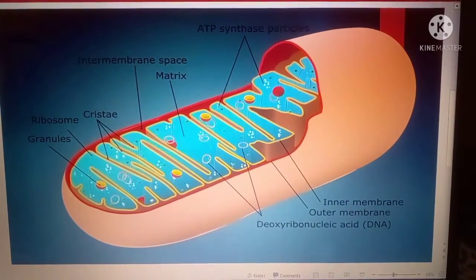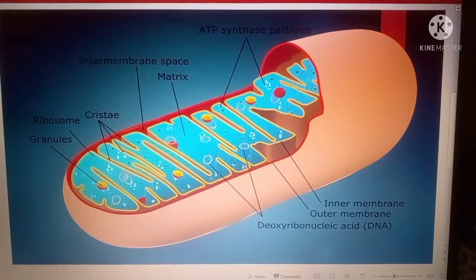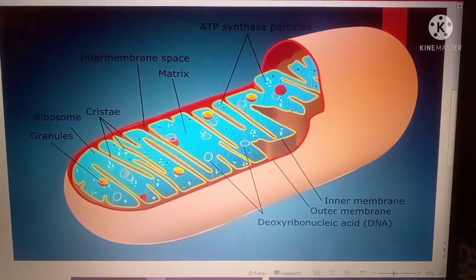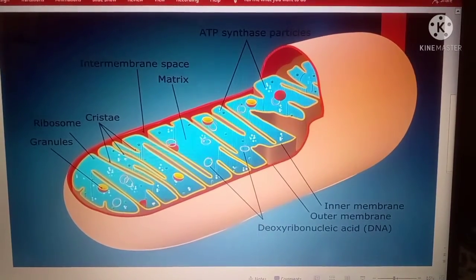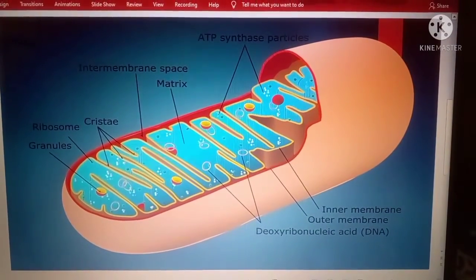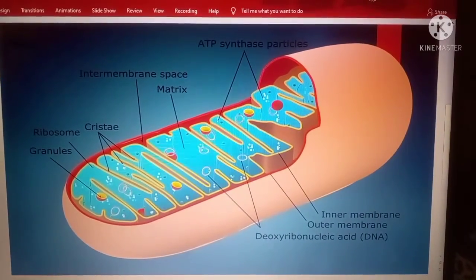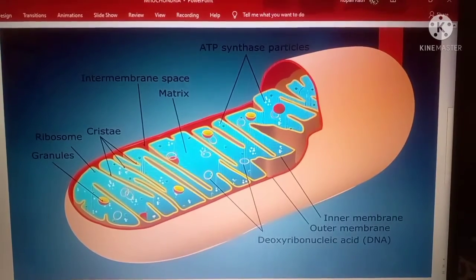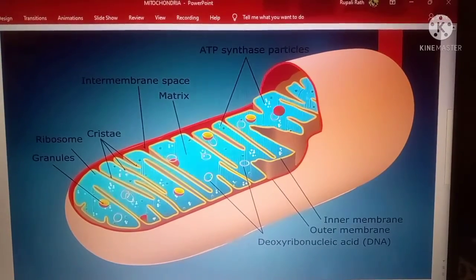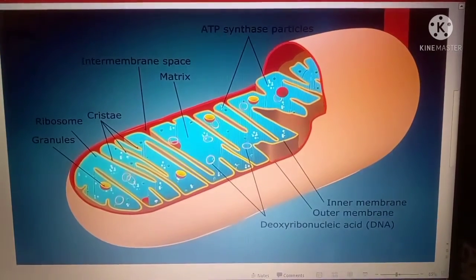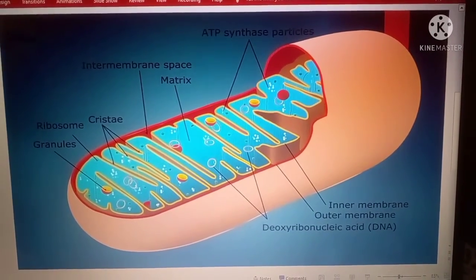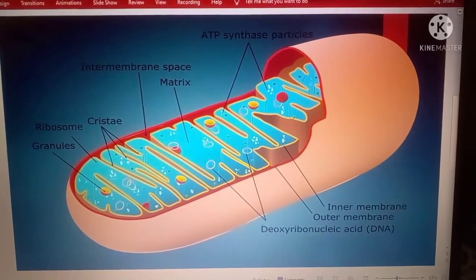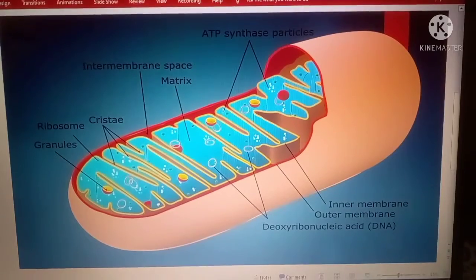Now observe the structure of the mitochondria in the diagram. The mitochondria looks like this, and it has several parts. First is the outer membrane, then the inner membrane, then it contains the DNA, that is deoxyribonucleic acid, and in the intermembrane space there is the matrix, cristae, ribosomes, granules, and ATP, that is the energy stored in the form of ATP, adenosine triphosphate. Generally it looks like a granule type. Look at the diagram of the mitochondria.